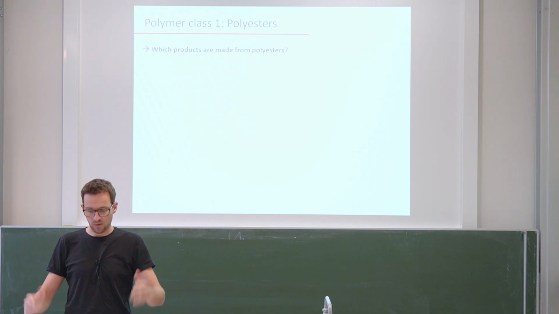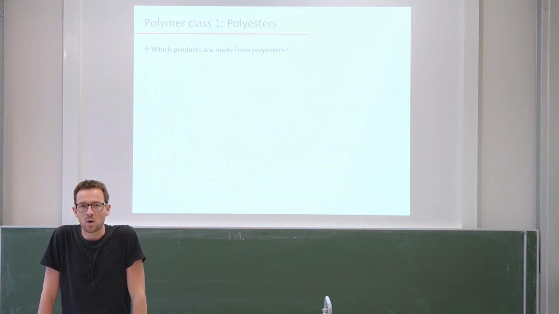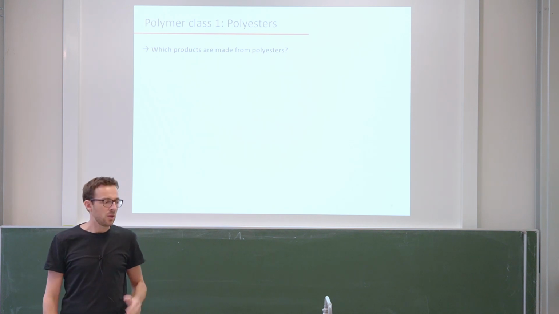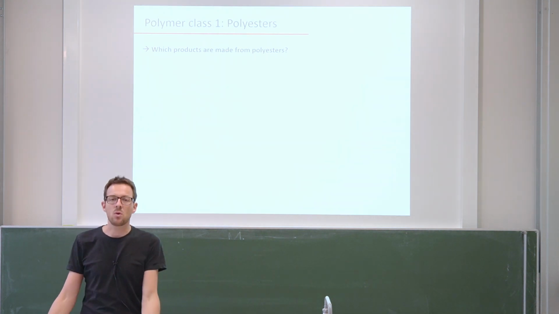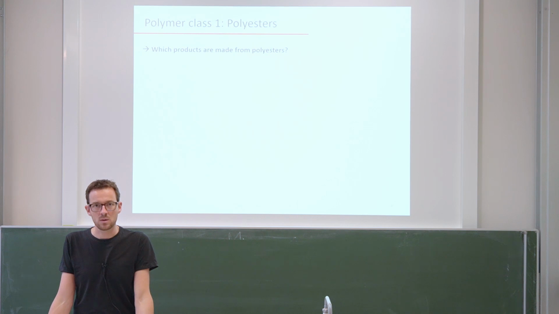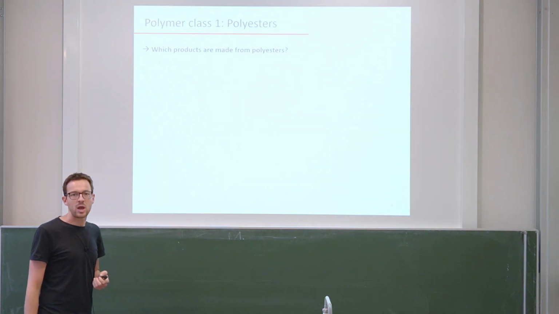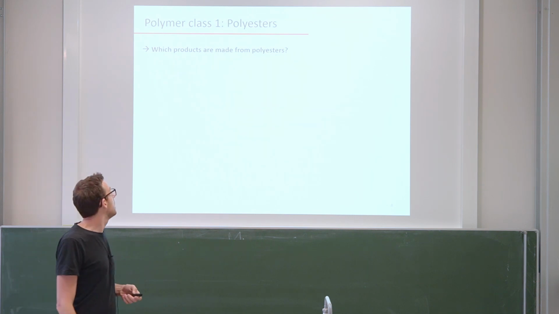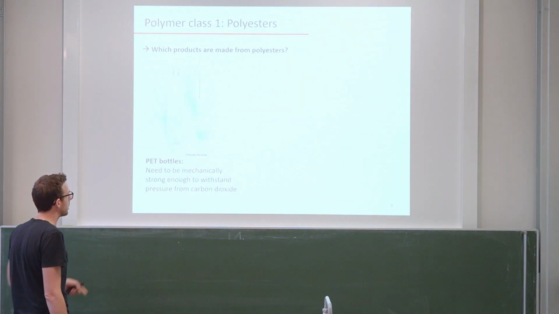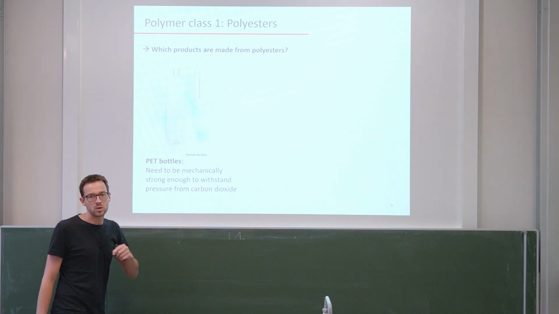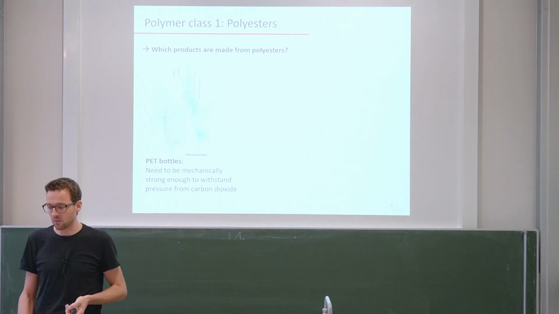Now again, I invite you to look through your room, or maybe see what you're currently wearing or what is on your desk, and then think about which of these materials you know is made from polyester. Well, there are two very important or very characteristic materials. One is PET bottles. That's something we already referred to last week, polyethylene terephthalate.